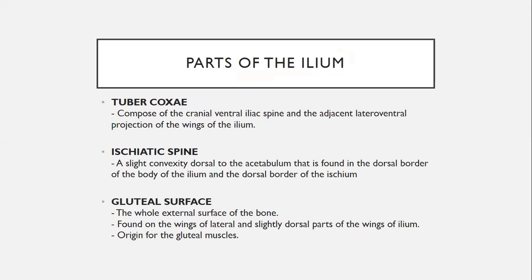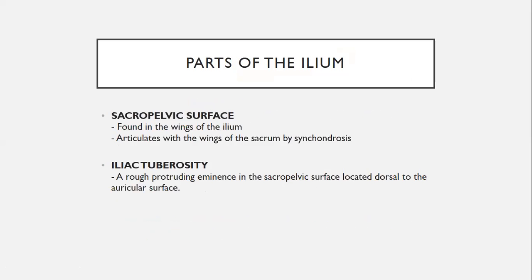And this serves as the origin of the gluteal muscles, which you will later find out when we discuss the laboratory for muscles. Then we have the sacropelvic surface found in the wings of the ilium, and this one articulates with the wings of the sacrum by synchondrosis. So remember synchondrosis because in the next chapter, we're going to have arthrology or the study of joints. And then we have the iliac tuberosity, a rough protruding eminence in the sacropelvic surface located dorsal to the auricular surface.